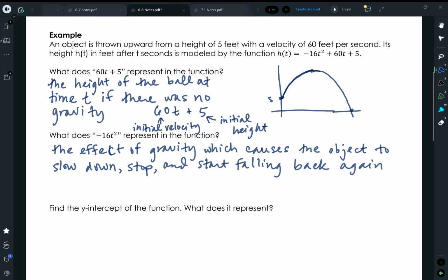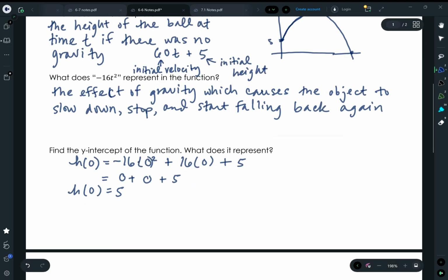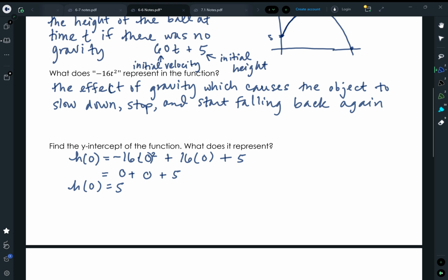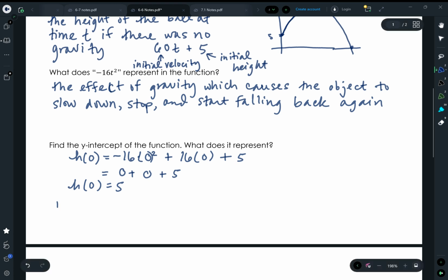Find the y-intercept of the function. So the y-intercept would be when I plug in 0 for t. So I'm finding h of 0, and I do that by taking negative 16 and multiplying by 0 squared, plus 16 times 0, plus 5. So when we take 0 and square it, this is just going to be 0. 16 times 0 is 0 again, and then we have that 5. So h of 0 is just going to equal 5. And what that represents is that initial height. So the y-intercept is 5.